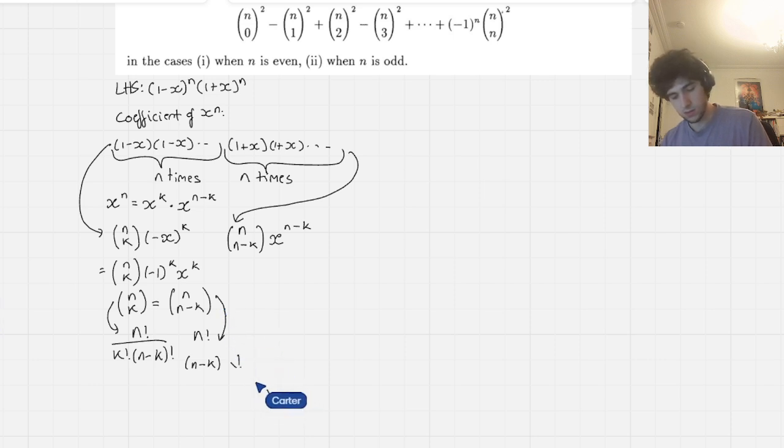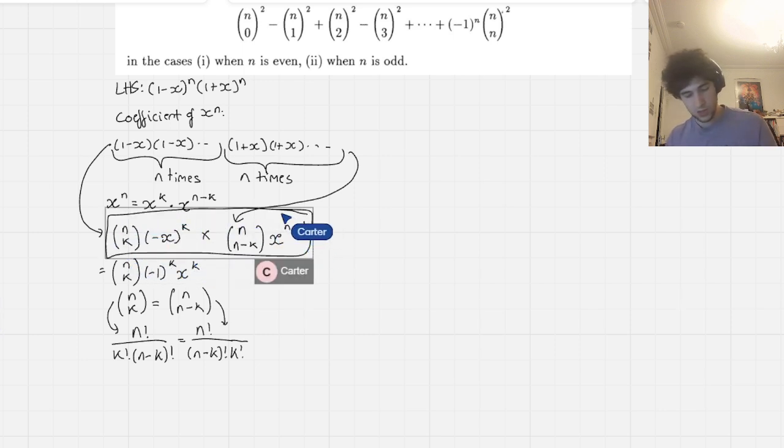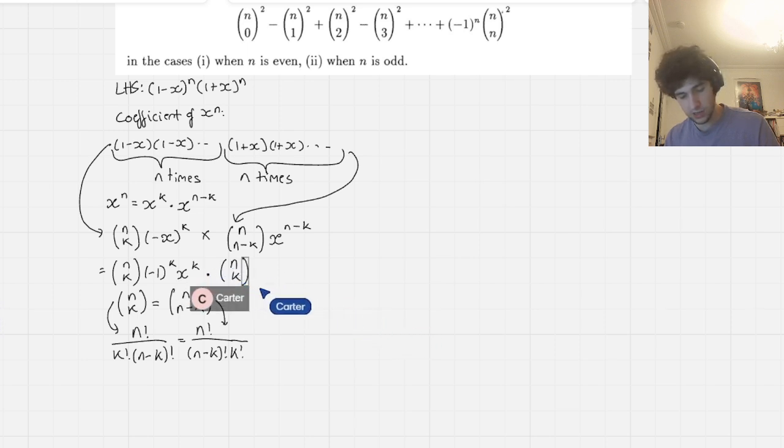So yeah, we have that n factorial over k factorial times n minus k factorial is just the same thing as n factorial over n minus k factorial times k factorial, right? Doesn't matter which order I multiply things, the denominator is the same. Okay, so those two things are equal, which means that obviously we're also multiplying these two terms to get our x to the n term. So ultimately what I'm going to get is n choose k times minus 1 to the k times x to the k, times, again, another n choose k, since n choose n minus k and n choose k are equal, x to the n minus k.